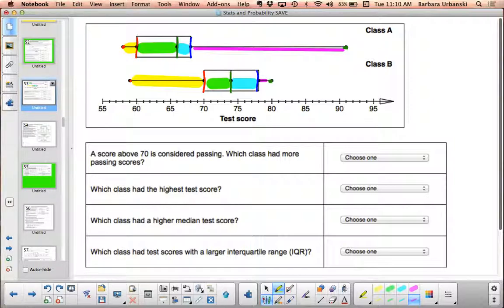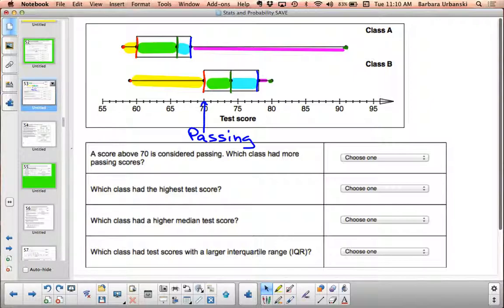So we're saying a score above 70 is considered passing. Well, I'm going to look at the score of 70, and here's our 70. That's considered passing. That is a passing grade. That's what they're telling us.